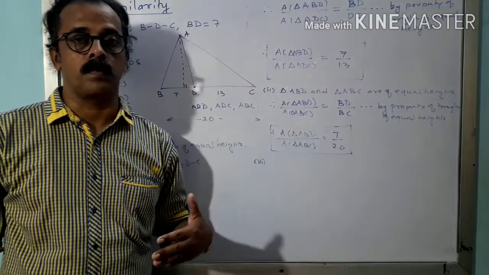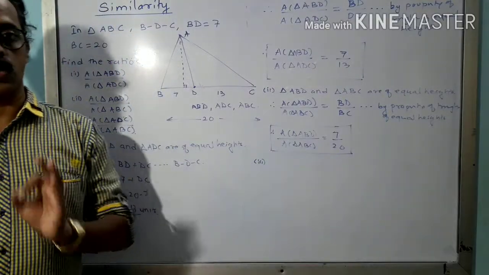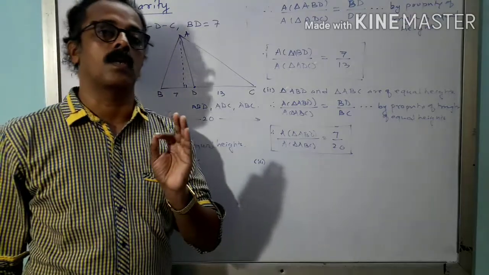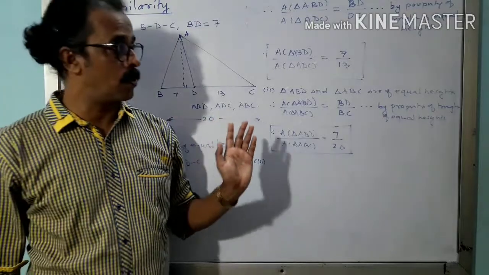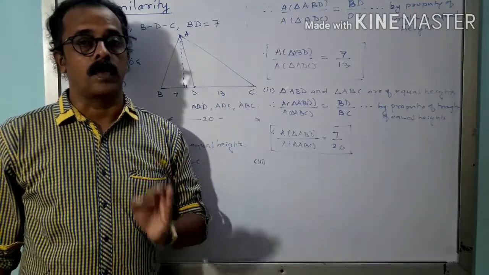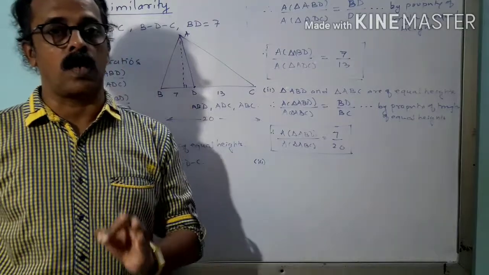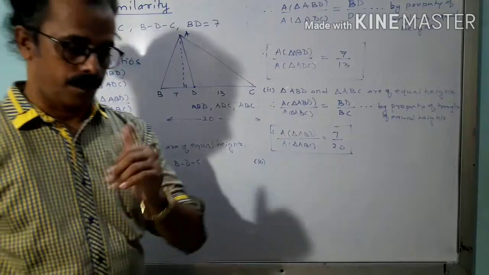If there is any problem, you can give me a ping on WhatsApp or on Google Classroom or in the comment section, so that I can make a video on that particular question. I hope you understood the concept of similarity. We started with the ratio of areas of two triangles. Okay, so try to solve the homework given to you. All the best.